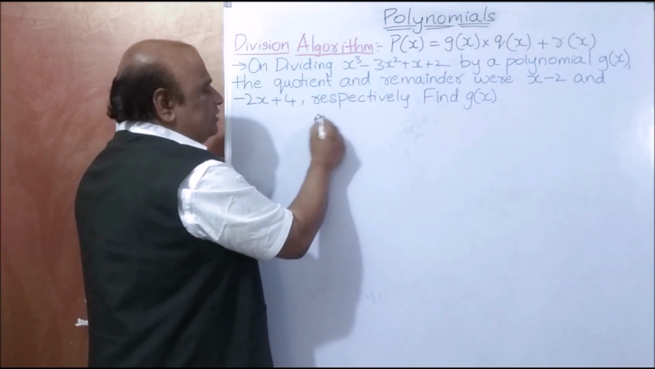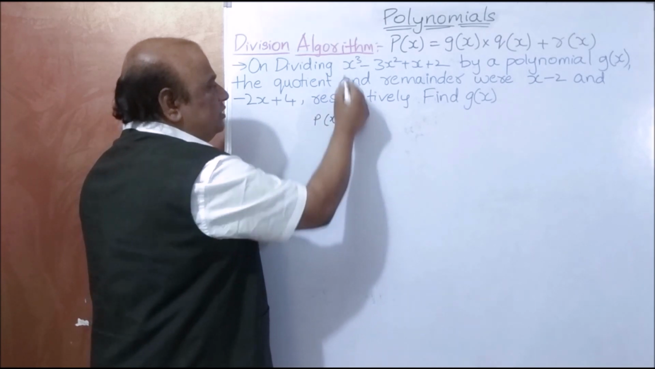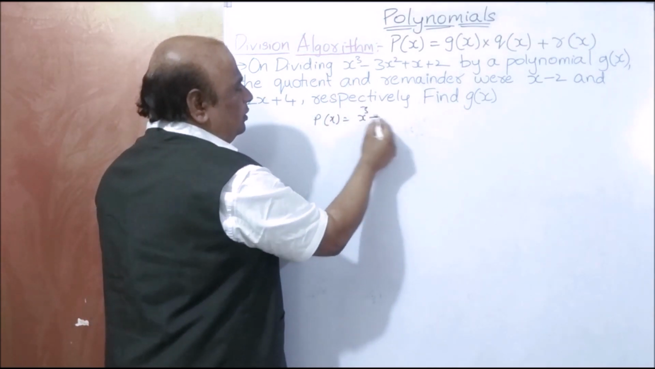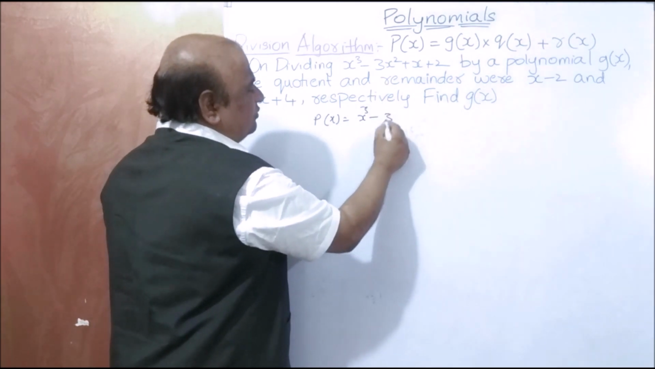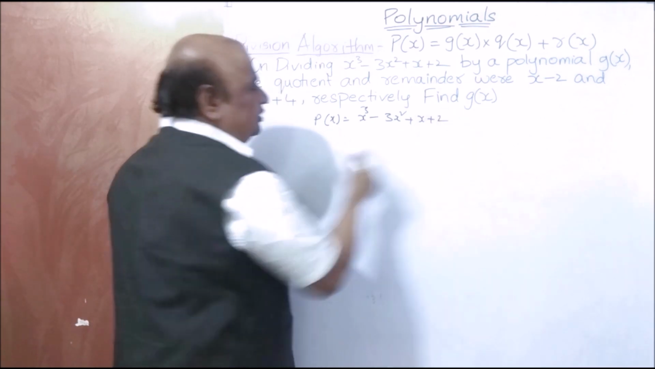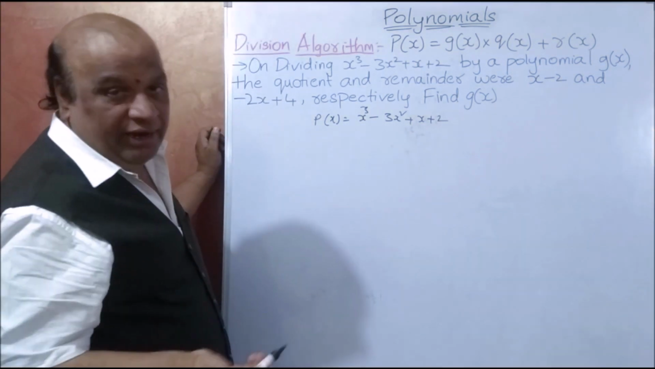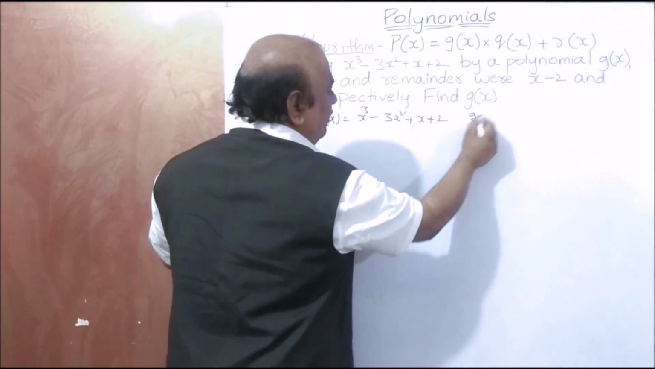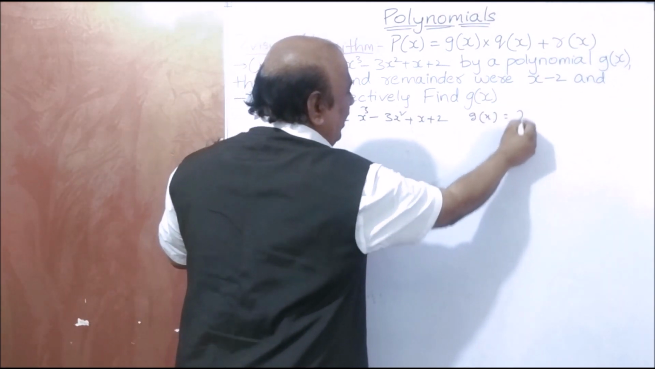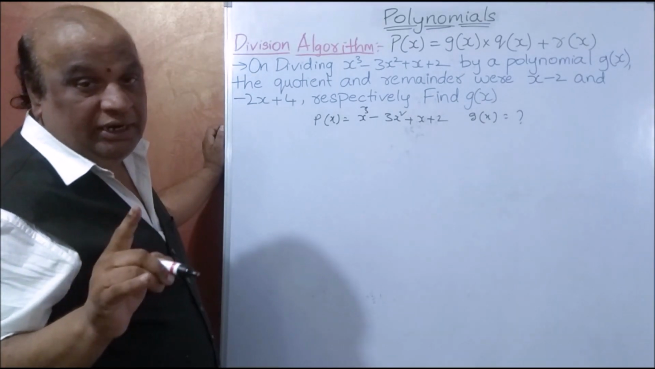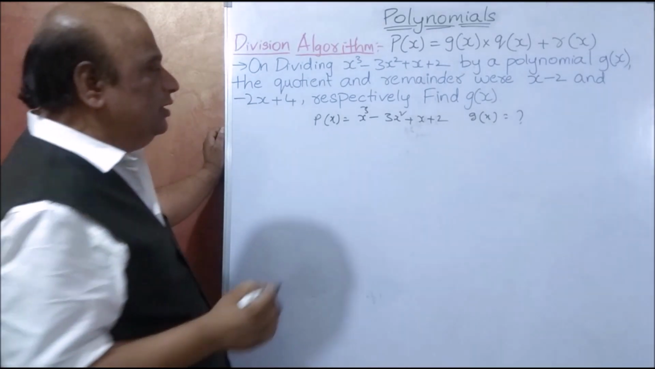But here p of x is given. What about p of x? P of x is equal to x cube minus 3x square plus x plus 2. This is p of x, the dividend. But here g of x is not given. We have to find g of x. Remember this, the divisor you have to find.